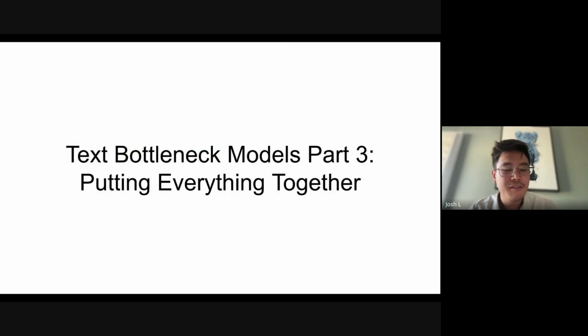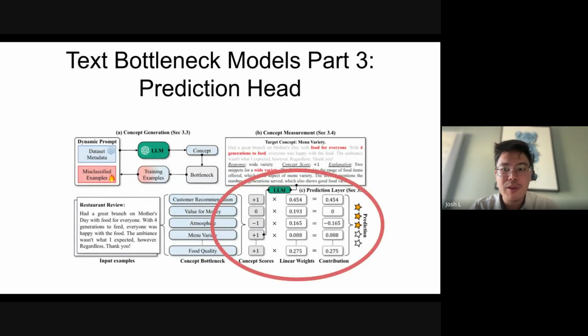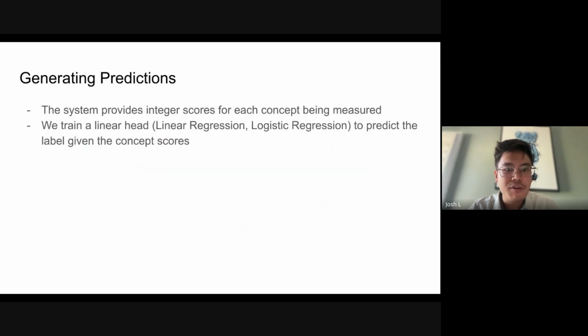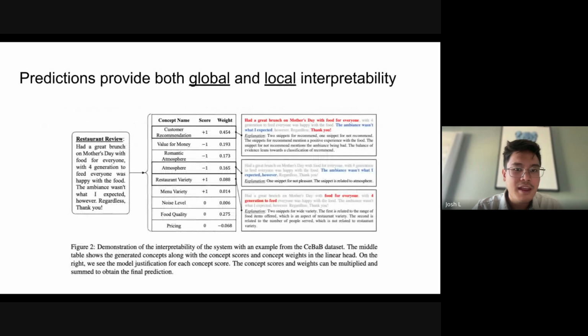Okay. So yeah, putting everything together, how do we combine these concept scores into a final prediction? Note that what the system does is that it's able to provide integer scores for each concept being measured. And what we do with these concept scores is that we train a linear head over it. So if we're doing a regression task, we can train a linear regression over them. If we're doing a classification task, we can train a logistic regression model over them to predict the label given the concept scores.